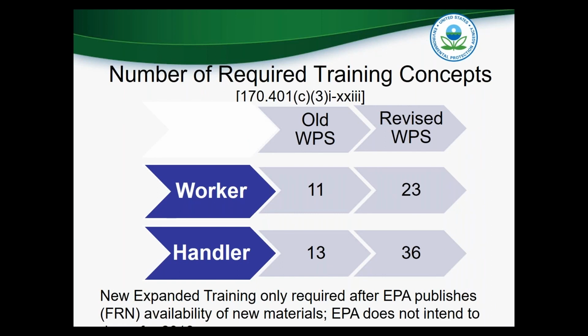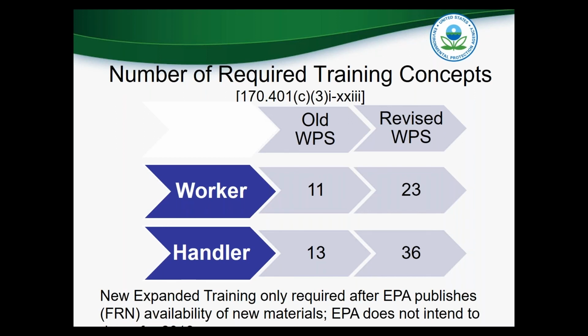Next slide. Okay, training content, of course, has changed quite a bit. For workers, used to be 11 points. The revised WPS now contains 23 points, and for handlers it has increased from 13 to 36 points as far as the content of the pesticide safety training for each. As you already know, the new expanded training requirements are not required right now, so they can be trained under the old system with the old content or the new content. And the new content doesn't necessarily kick in until EPA publishes notice of availability of the training materials, and EPA does not intend to do that, at least for this year, 2018. So currently, training in either old or new content is allowable.